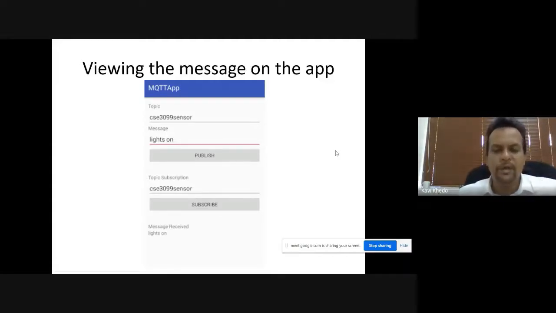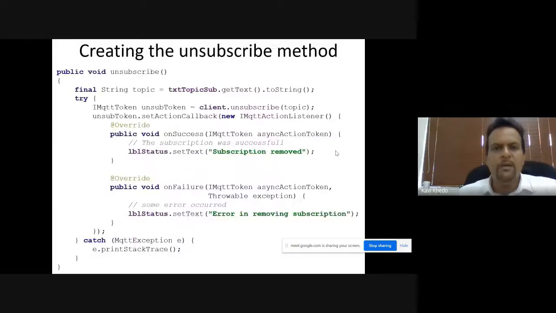I was subscribed to a particular topic. Now I don't want to subscribe to that topic. I no more want to subscribe to this topic. So I need to be able to unsubscribe. This is an unsubscribe method, public void unsubscribe to a particular topic. You need to get the topic that you want to unsubscribe from, and with client.unsubscribe, this topic here, the main part here. Here it is, client.unsubscribe to the particular topic that you want to unsubscribe. Then you just display the message subscription removed, or error in removing subscription, meaning you have not been able to unsubscribe.